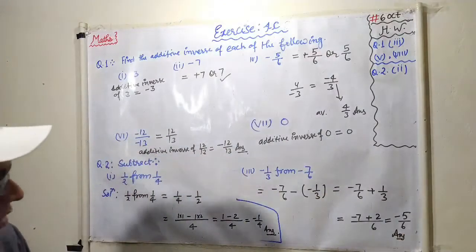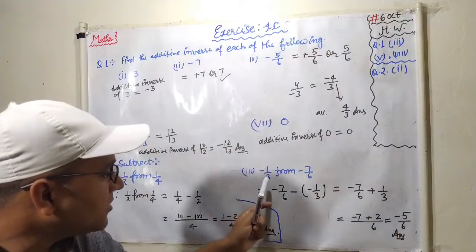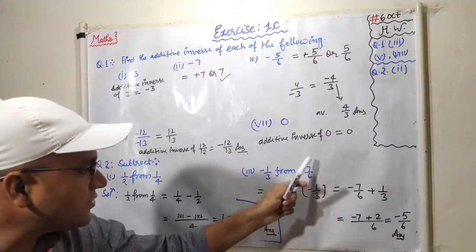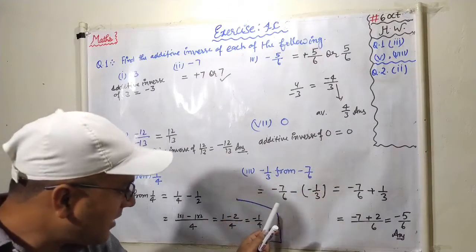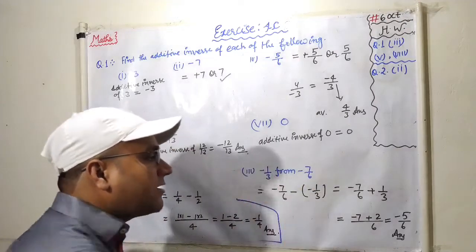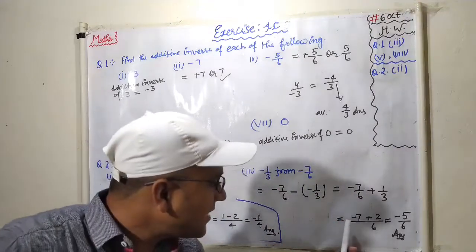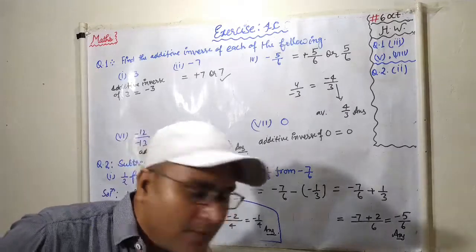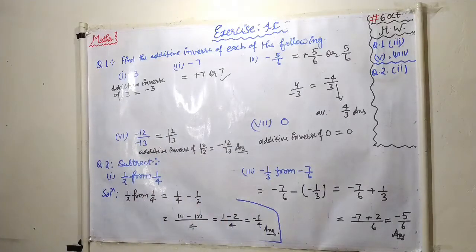Okay, one more time, subtract minus 1 upon 3 from minus 7 upon 6. First you write minus 7 upon 6, and then the subtraction sign, and write the subtracted quantity in a bracket. The rest you know: minus 7 plus 2, you get minus 5 upon 6, students. Now the next question is, okay.